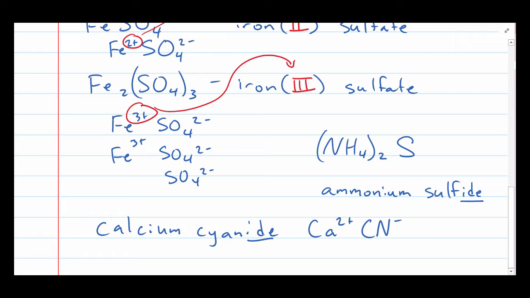How many of these cyanide ions do we need? 2. And so the formula would be Ca, and then put the CN in parentheses, and then the 2 outside. Ca(CN)2. There we go. Any questions on these?